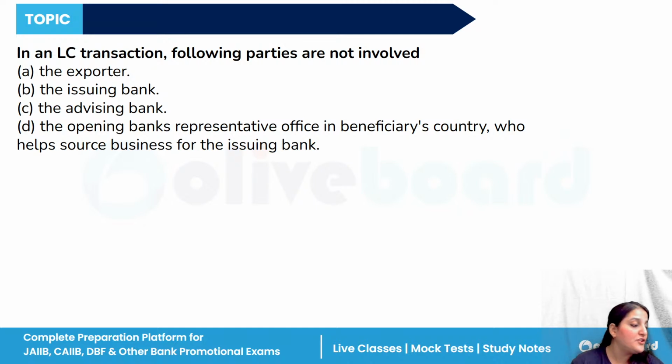But if we talk about option D, the opening bank basically refers to the representative in the beneficiary country who helps source business for the issuing bank. So this is the party that is not involved in the LC transaction. Exporter is included in the LC because this party is involved as the beneficiary of the LC. Okay.